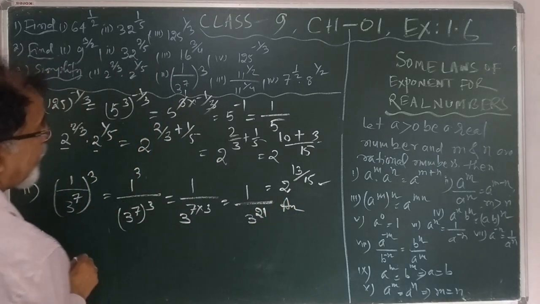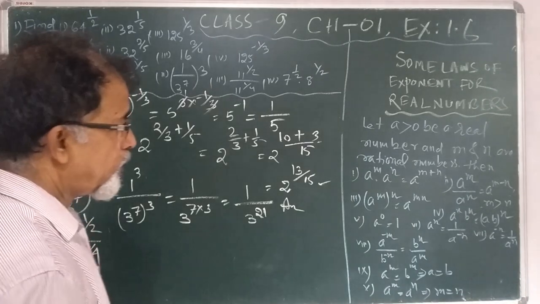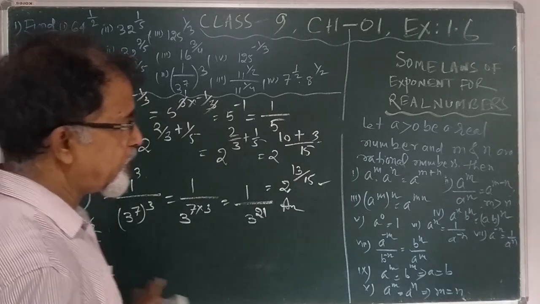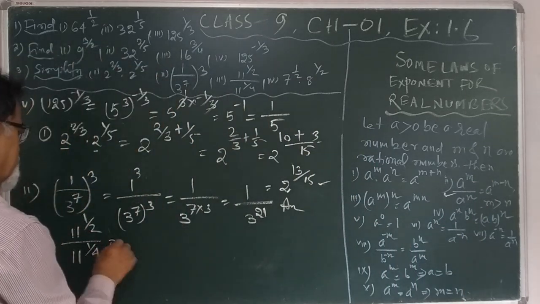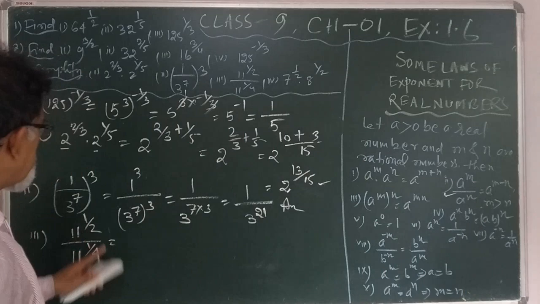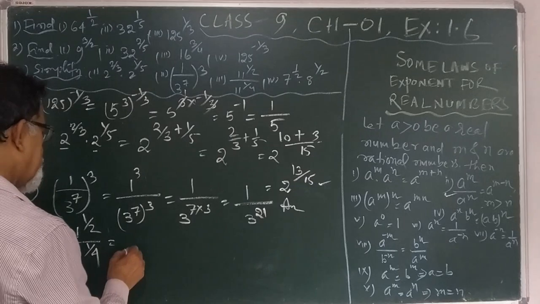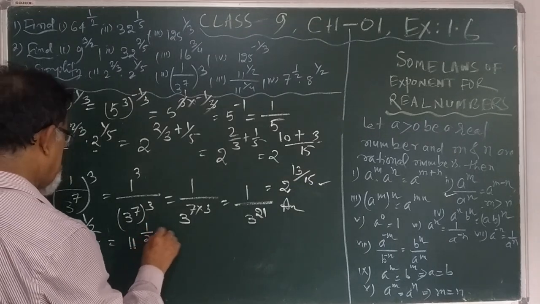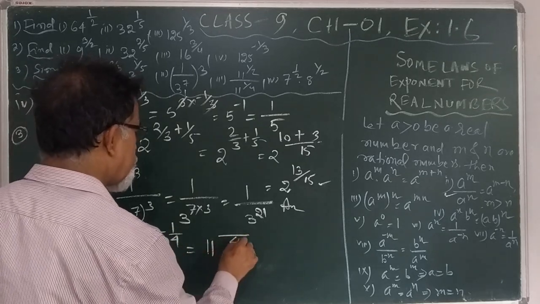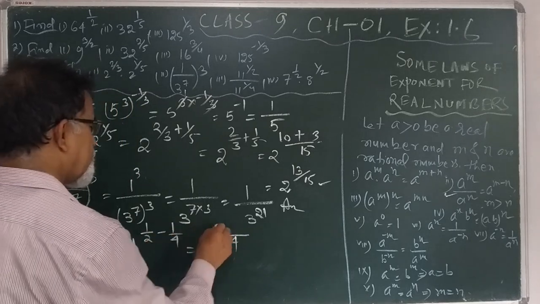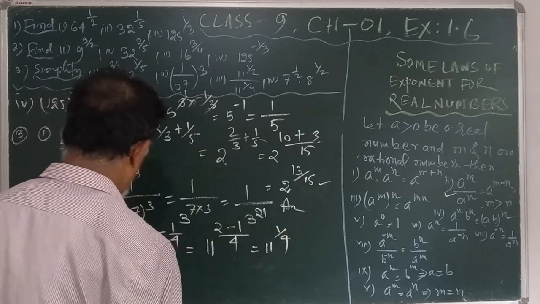Number 3, 11 to the power 1 by 2 by 11 to the power 1 by 4. To simplify this one, we can follow rule number 2, and bases are the same. Therefore, we will subtract 1 by 4 from 1 by 2, and we will write here 11 to the power 1 by 2 minus 1 by 4. Here 11 whole to the power, LCM of 2 and 4 equals 4: 2 into 4, 2 times 1 is 2, 4 times 1 is 4, 1 times 1 is 1. So 11 to the power 1 by 4.